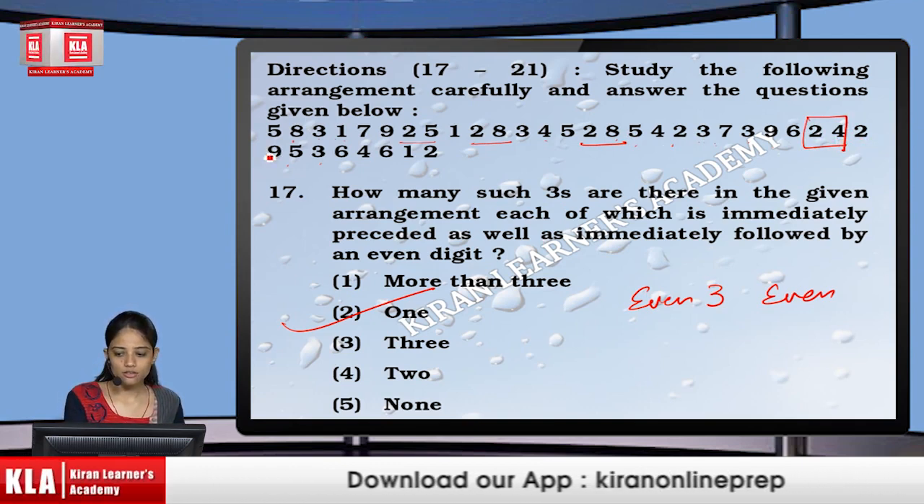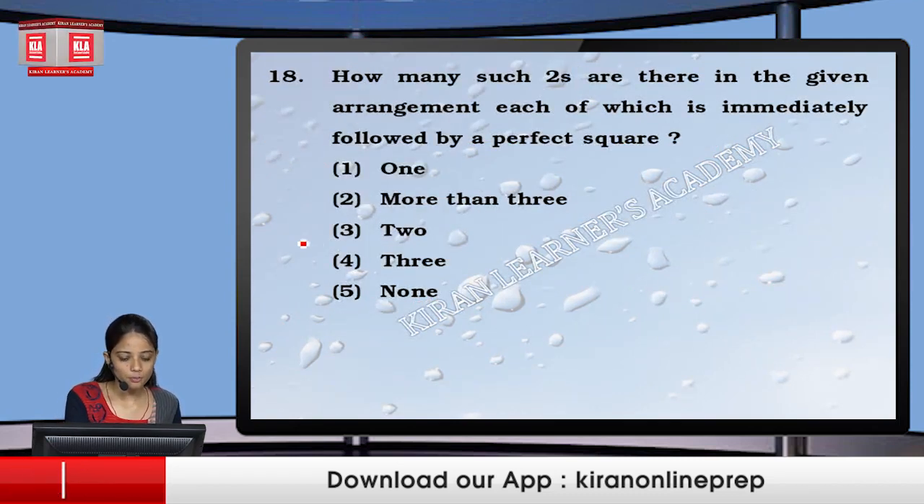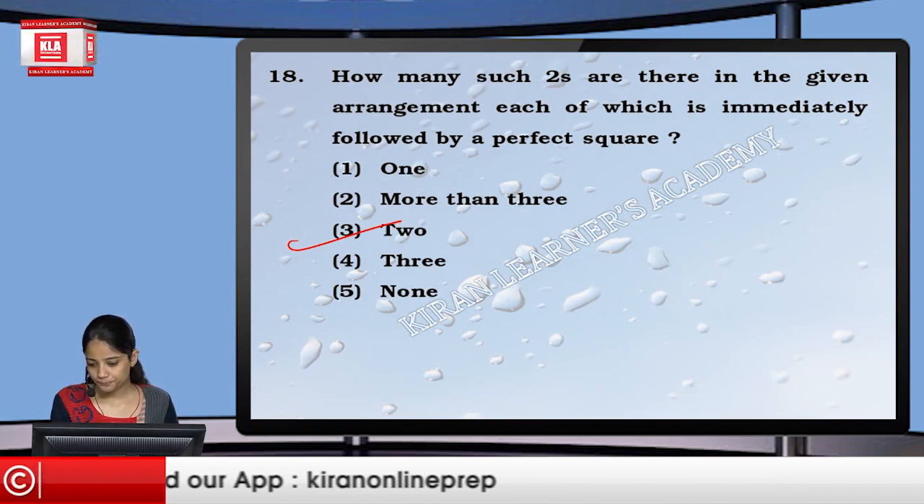Then 2 and 9, so this will also work out, because 9 is a perfect square of 3, so we have 2 numbers. That means we will mark the option number 3.